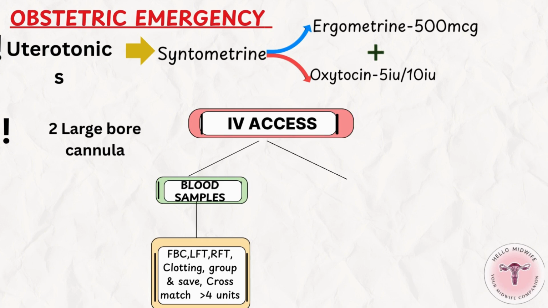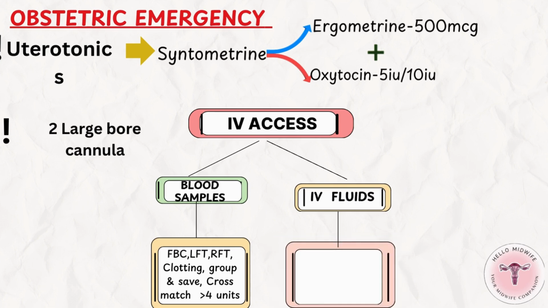Subsequently, we have to start intravenous fluid replacement using crystalloids, either Hartmann solution or normal saline, administering an initial 1 liter to help restore circulation.